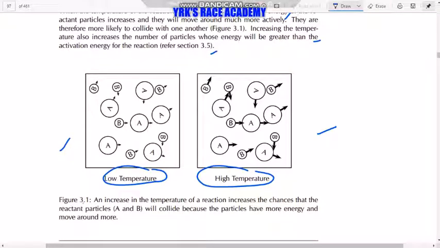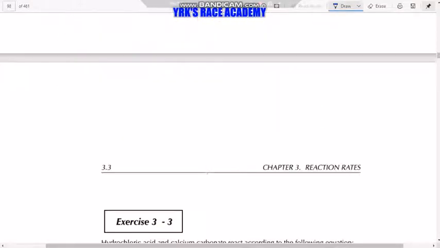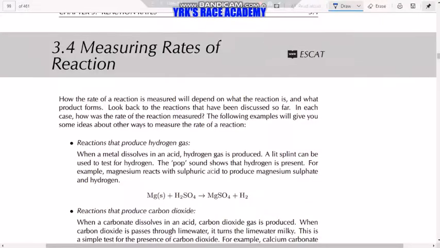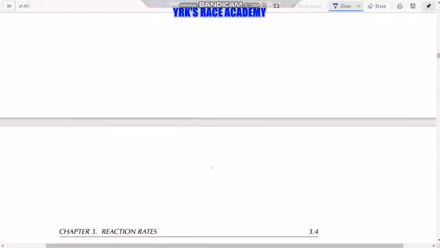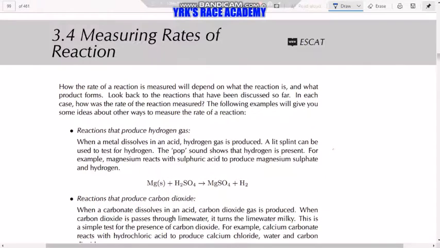That means the reaction takes place and also leads to the conclusion of fruitful collisions. And here we have observed the measuring of the rate of reactions. How can you measure the rate of reaction? Another important concept here: a reaction that produces hydrogen gas.